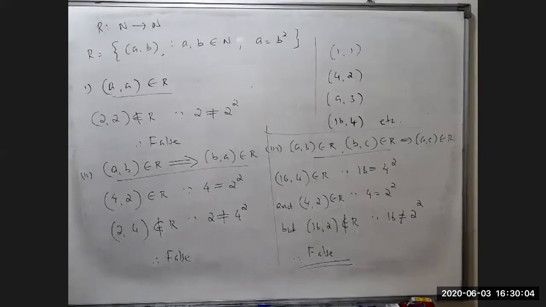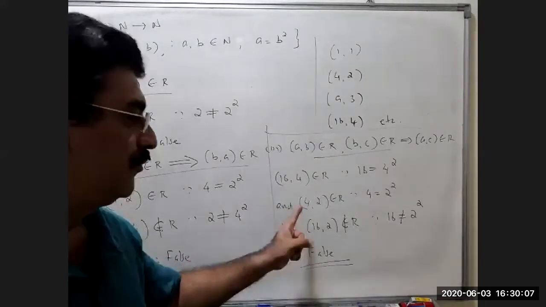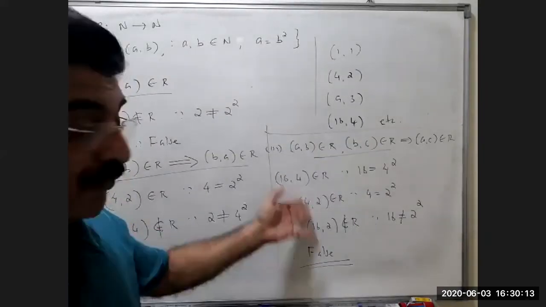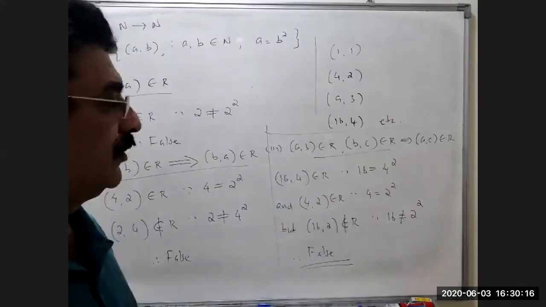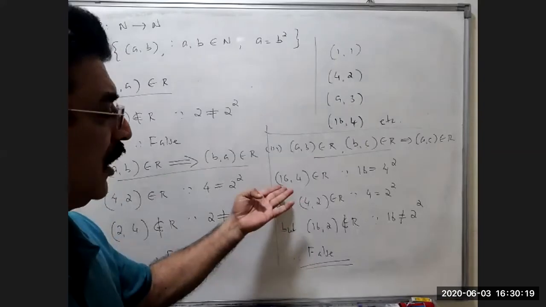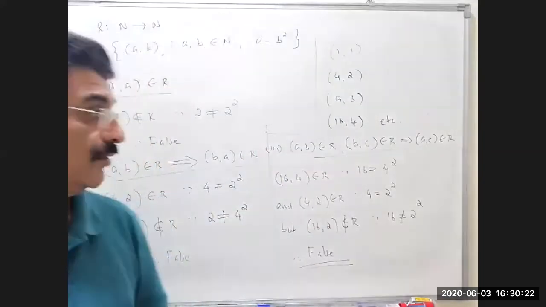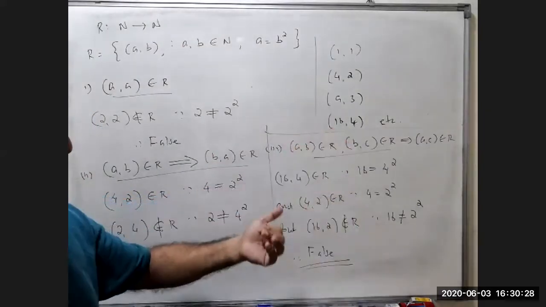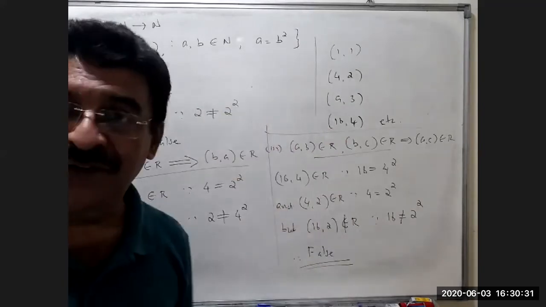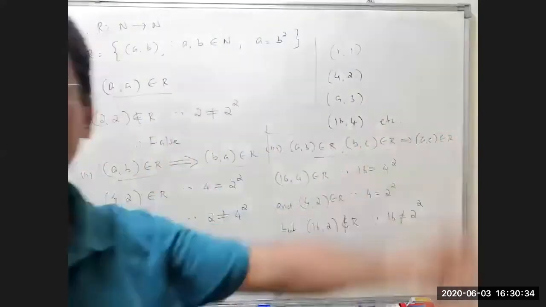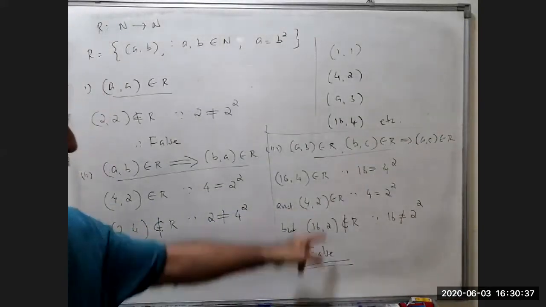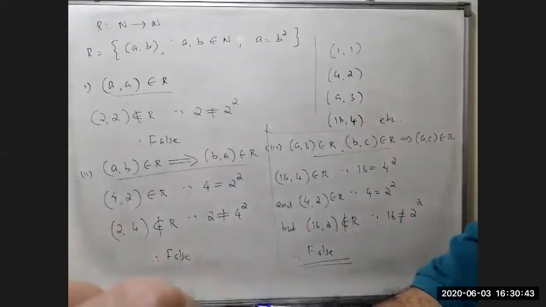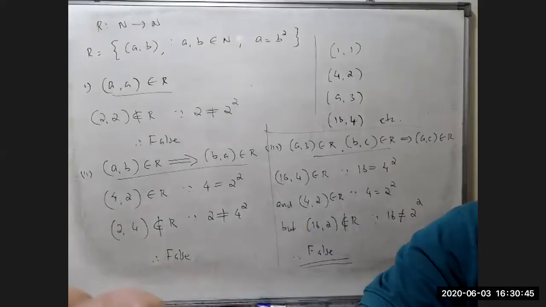(16, 4) belongs to R. Similarly, you can find many pairs. Instead of (16, 4), we can start with (256, 16), then (16, 4), then (4, 2). Many pairs. Actually, these are all based on something which you learn next year.